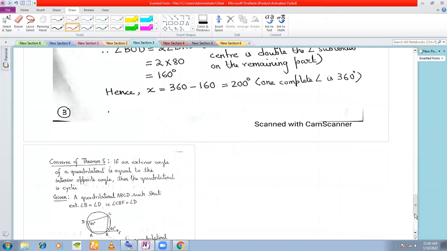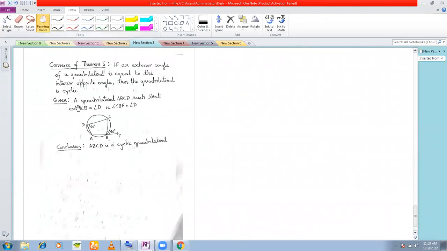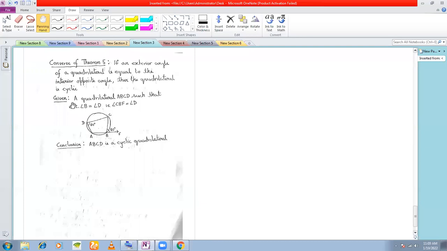Moving on to the next question. In fact, the converse of the theorem is left. Let's see what the converse of this theorem states.